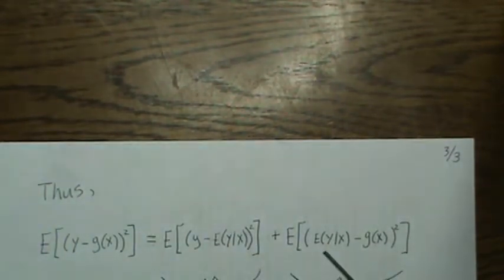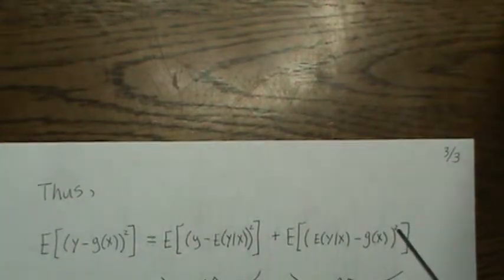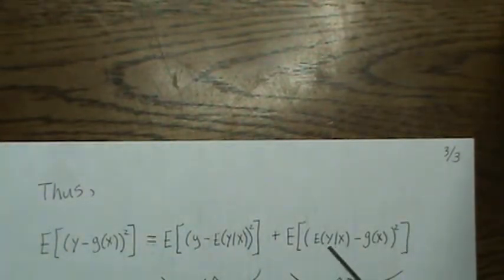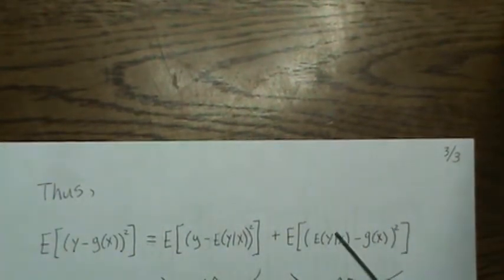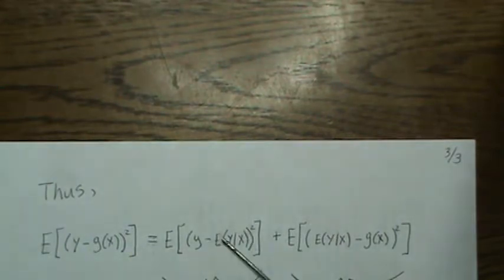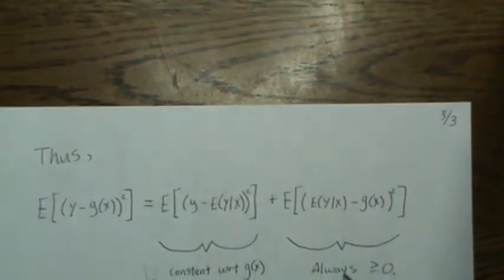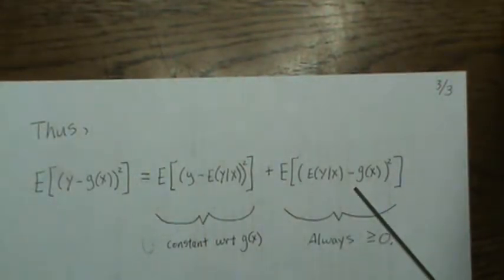This piece here is squared. So the expected value of y given x minus g of x, this squared, is always going to be positive. So we have a constant term times something that can be 0 or positive. So the way to minimize this function here is actually to minimize this. But the smallest it can go is 0. So if we can make this term 0, then we have minimized it.